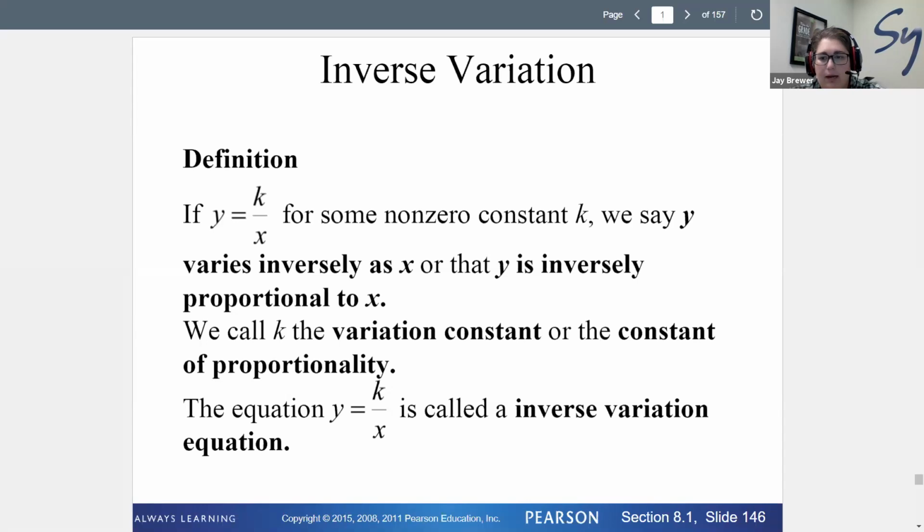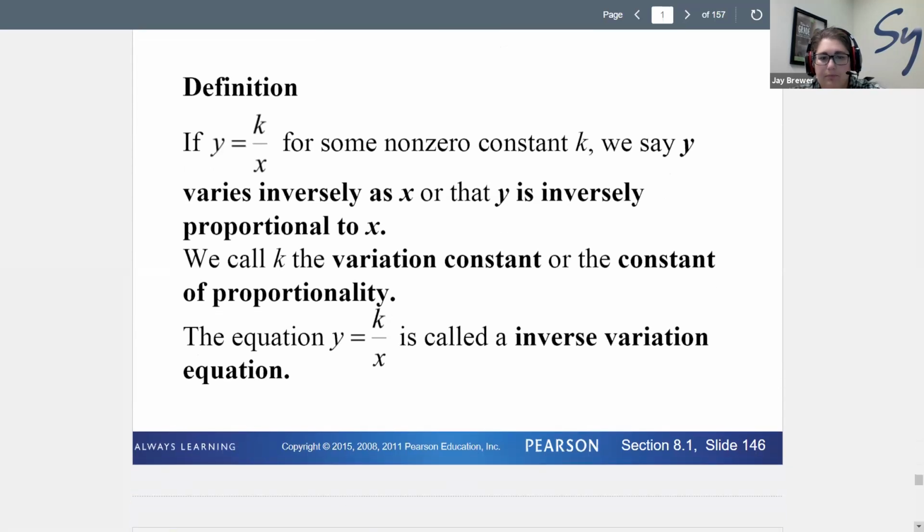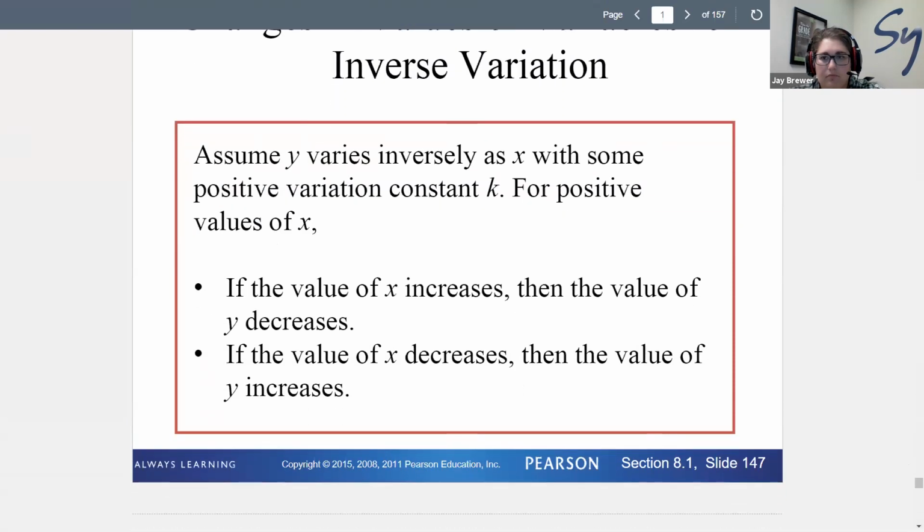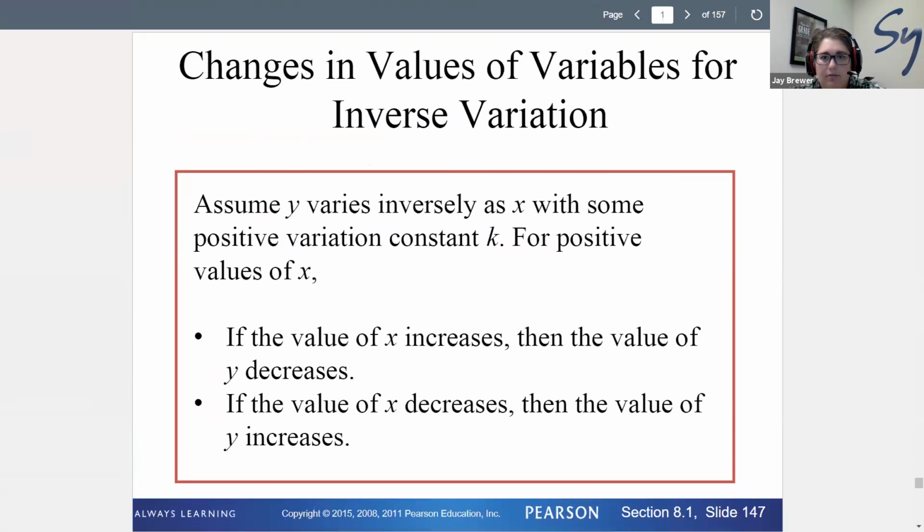Okay, let's wrap this section up. All right, so again, this is just telling you in words what that mathy definition told you. In this case, because we're looking at inverse variation, if x increases, then y will decrease. And if x decreases, then y will increase.